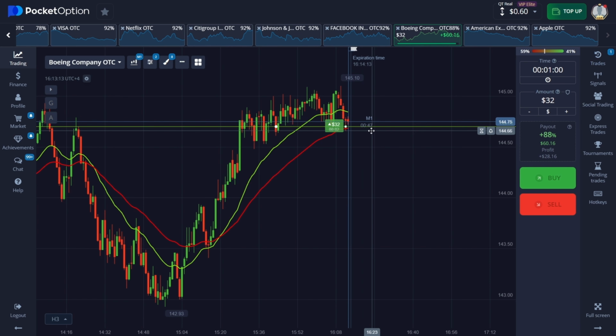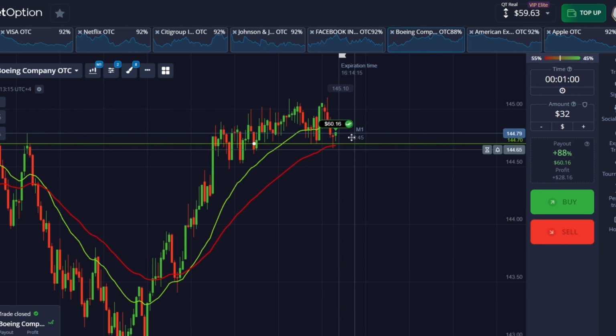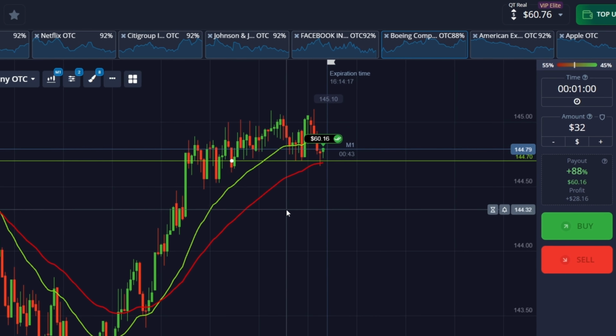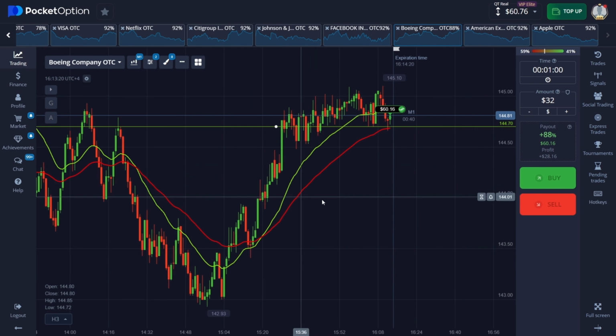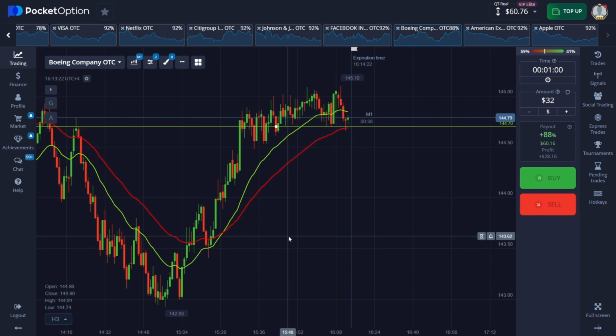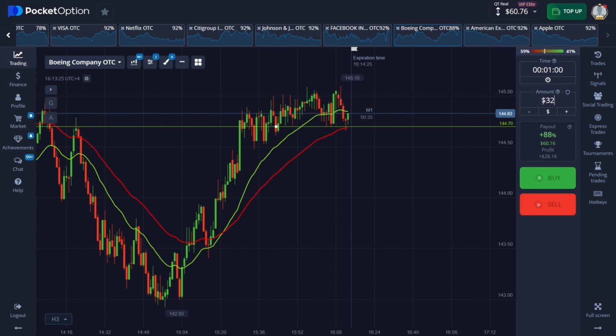Only a few seconds left right now. Yes, it's a win. We won another trade. Now my balance turns into $60. Let's find another trade for the compounding session.